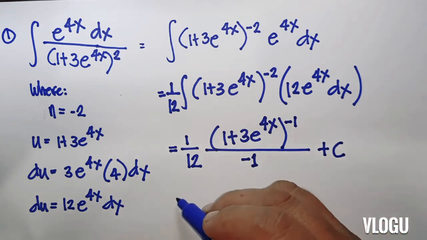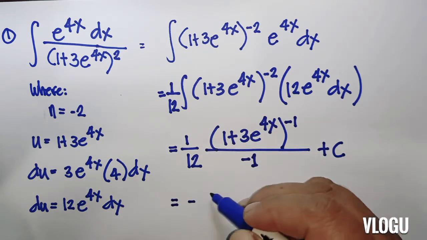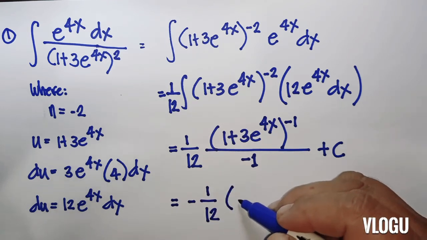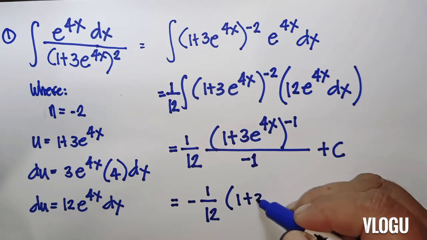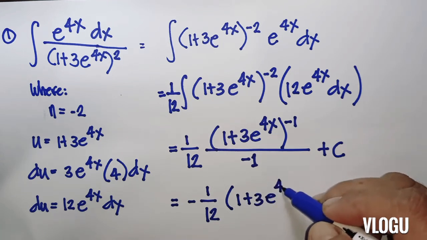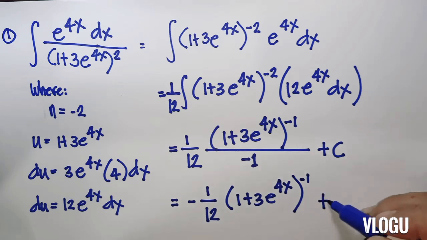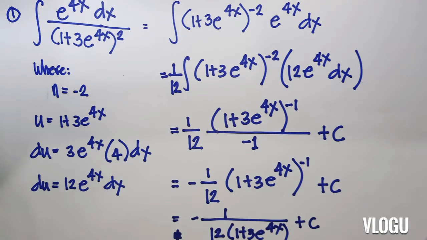So therefore, our final answer is equal to negative 1 over 12, (1 plus 3e to the 4x) to the negative 1 plus c. Or you can have that as your final answer, if you want.